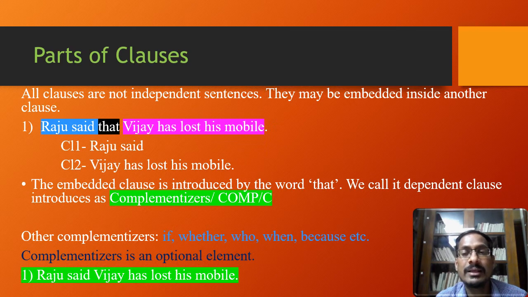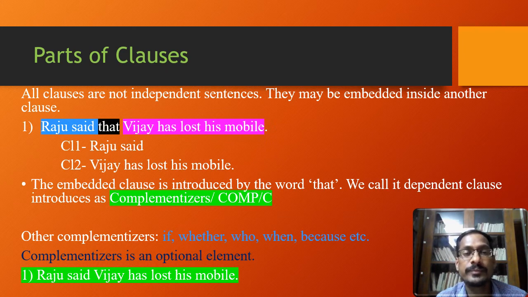So this dependent clause introduces complementizers, and the word that is used as a complementizer. There are other words also which are used as complementizers, and they are if, whether, who, when, because, etc. But you should remember that the complementizer is an optional element. For example, Raju said Vijay has lost his mobile. Again, in this sentence, there are two clauses, but without any complementizer. So Raju said is the first clause, and Vijay has lost his mobile is another clause.